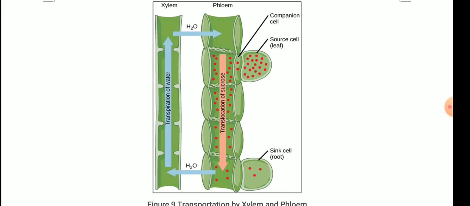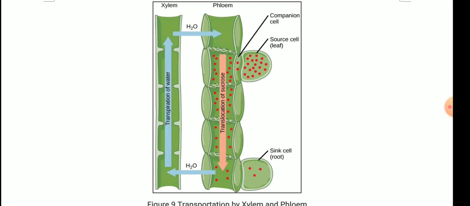Now this diagram shows the transportation by xylem and phloem. On the one side you can see the xylem, and on the other side you can see the phloem. Xylem is responsible for the conduction of water, and you can see the arrow. The water can be transported from xylem to phloem also, because phloem also needs some water.